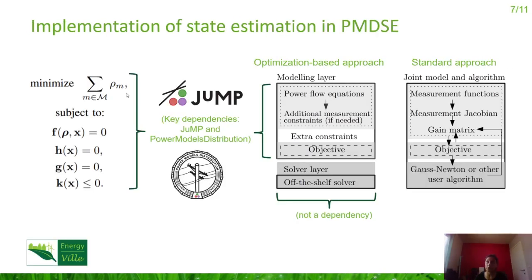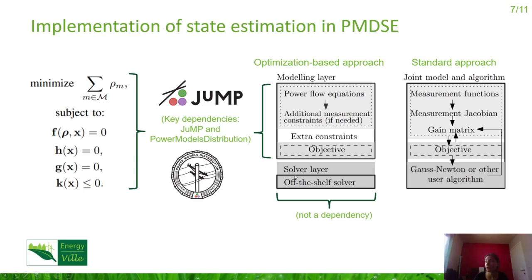The way we implement state estimation in the package is as a generic optimization problem with equality and inequality constraints, and we do this by separating the modeling and solver layer, which is different from the standard approach to state estimation, which sees the joint development of the model and the algorithm, and has a number of advantages. One of these, for instance, is that the user can focus on the modeling layer without having to rewrite parts of the solver anytime something has been changed.